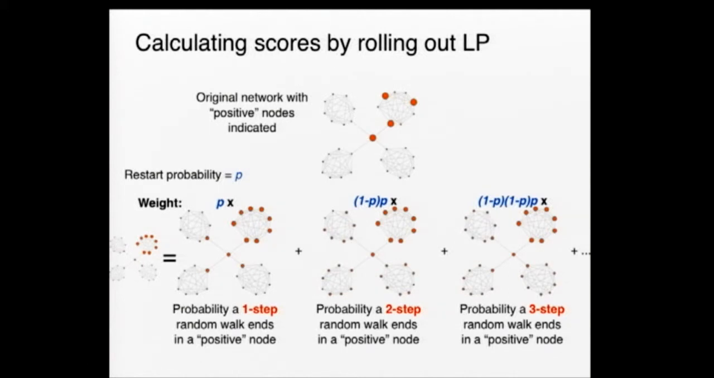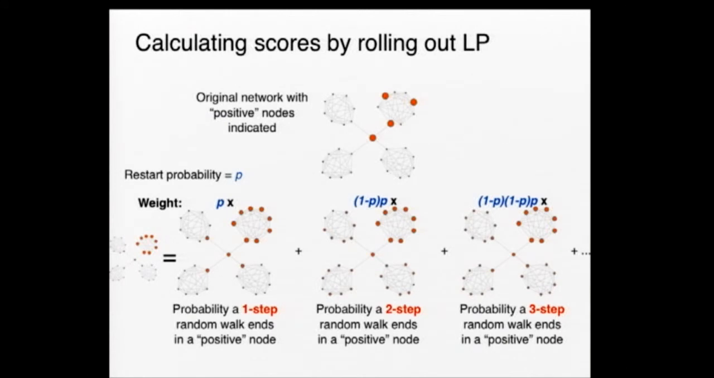Okay, remember this is the original network with these positive nodes indicated. And remember I told you to use the random walk with restart, so you select one of these, randomly choose a neighbor, and then maybe go back to one of these nodes, or you take another step. You can actually roll out this process in terms of random walks of different lengths. In fact, this network is exactly equal to an infinite sum over the lengths of random walks. And don't let that scare you.